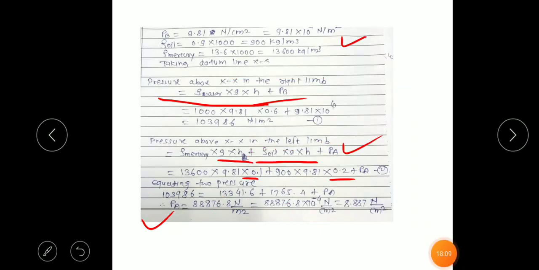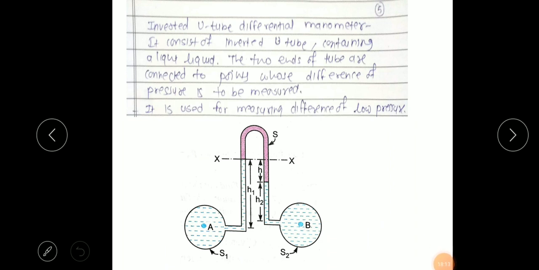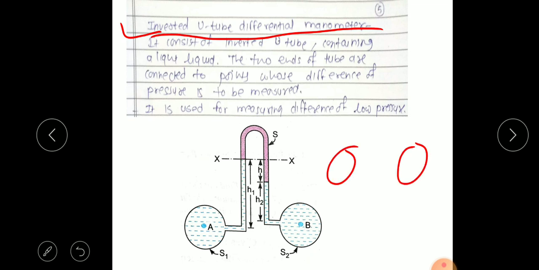The next one we have to consider is the inverted U-tube differential manometer. This is normally used when the pressure changes are very small. Sometimes the pressure difference between two points is very small, or sometimes a vacuum is there. In that case, for small differences in pressure, the inverted U-tube is used.